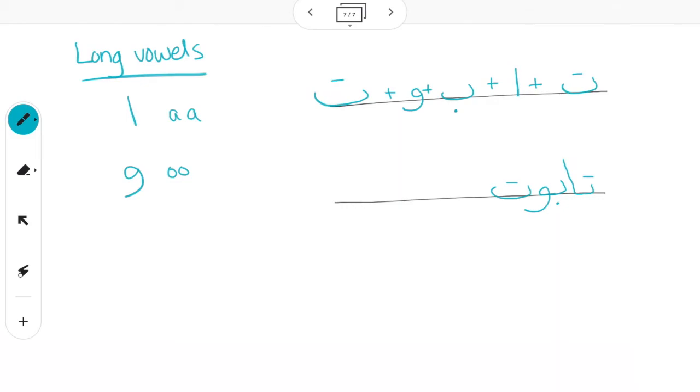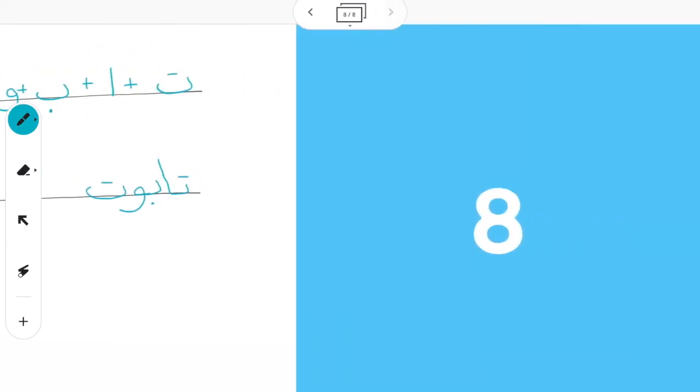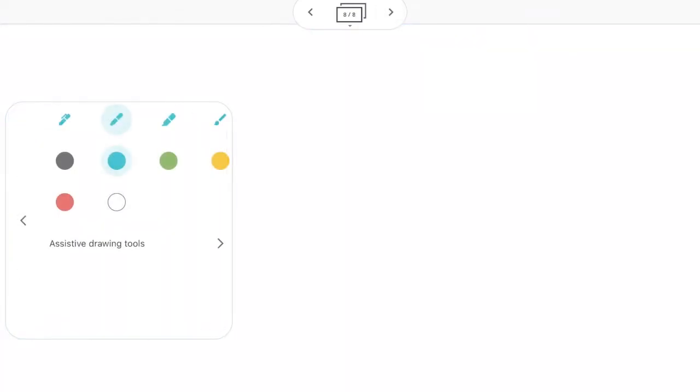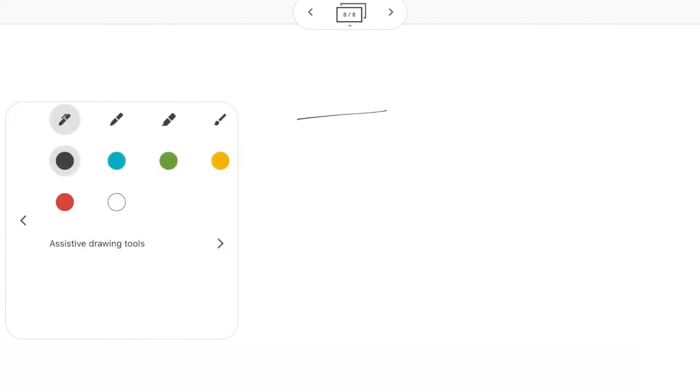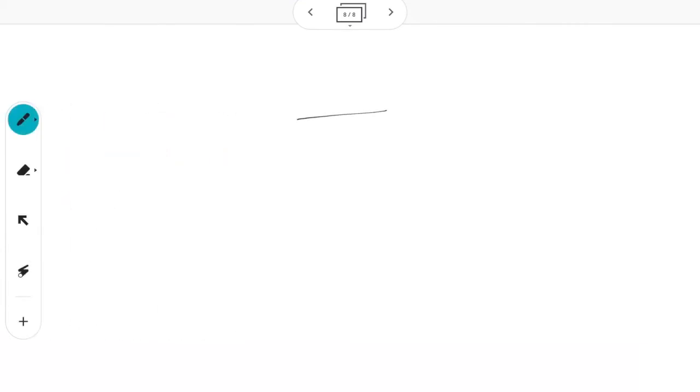Tabut. It means casket. Kind of morbid, but it won't be a vocab word. So now let's do the last one. The last long vowel that we have, we're moving on to pages 31 and 32. And that is the letter ya.